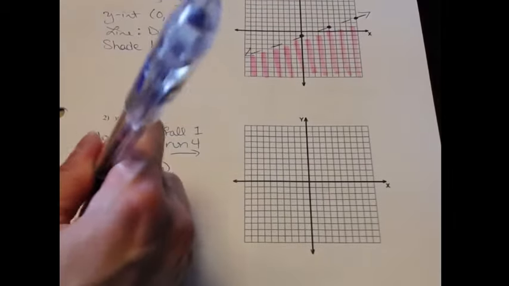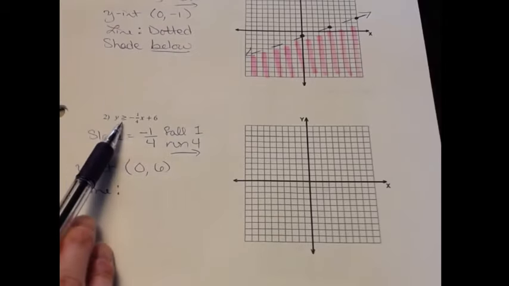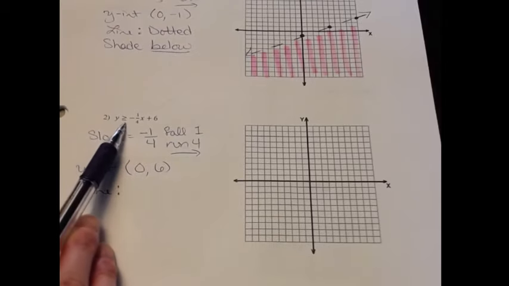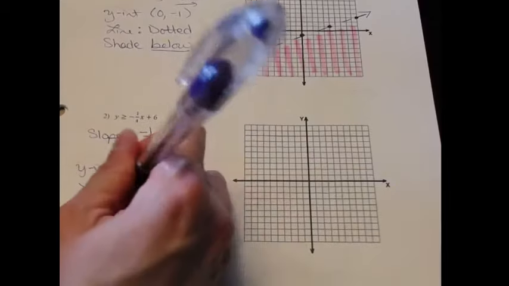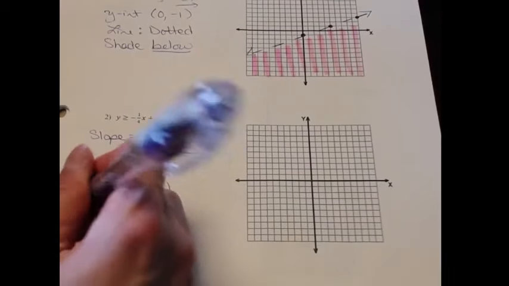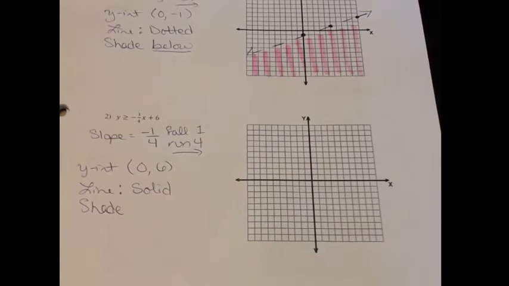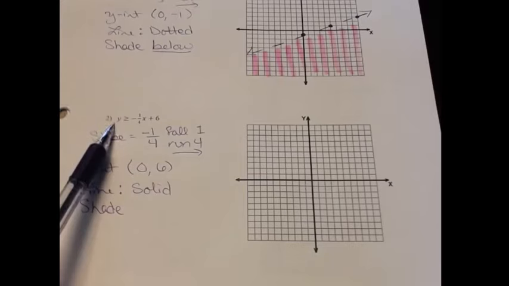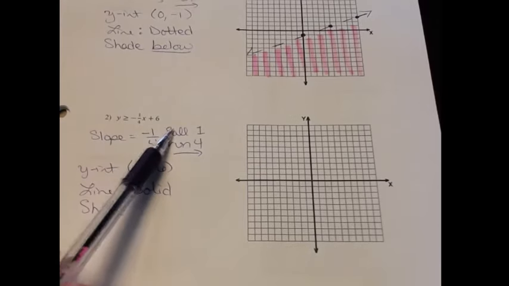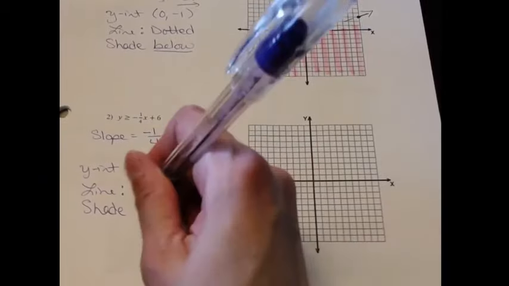Beautiful. Next, we have to figure out what kind of a line this is. Is this a solid line or is it a dotted line? Well, take a look at the inequality. The inequality is greater than or equal to, solid line. Very cool. And lastly, we need to figure out where to shade. I'm going to read it again. It's always helpful to read it out loud. Y is greater than or equal to the line. So if y is greater than, that implies we're going to shade above.